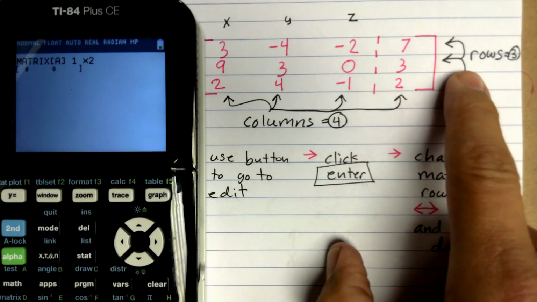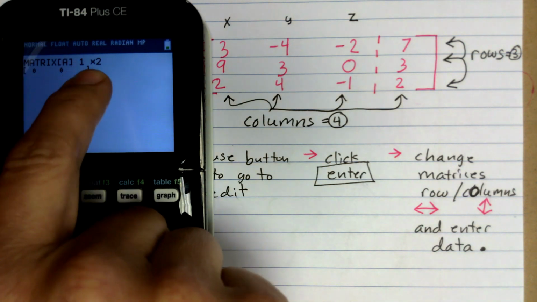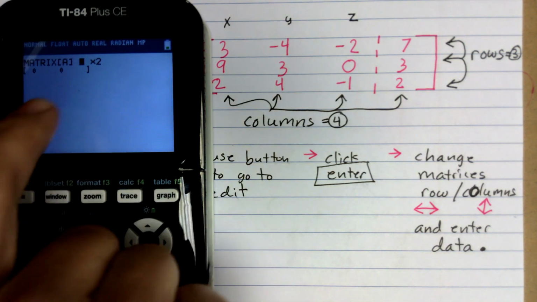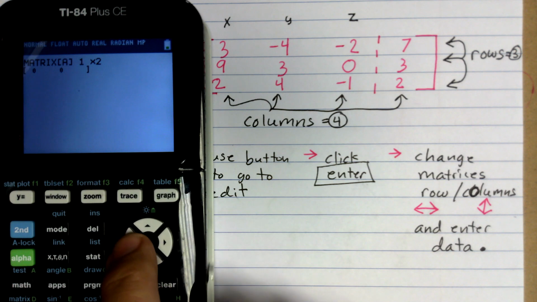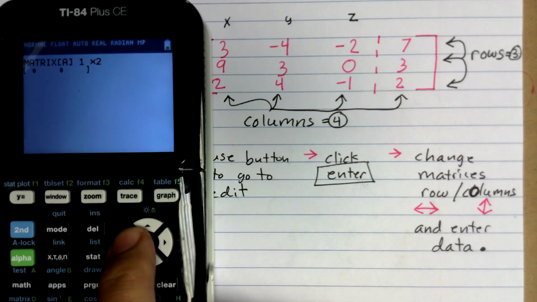Now on this one, I'm going to pull it back down just a little bit. Notice we had 3 rows and 4 columns. But notice inside my calculator, it shows that it only has 1 and 2. And so what I'm going to do is I'm going to change that number. So all you got to do is you enter it. You can click left and right to go to the first number or the second.